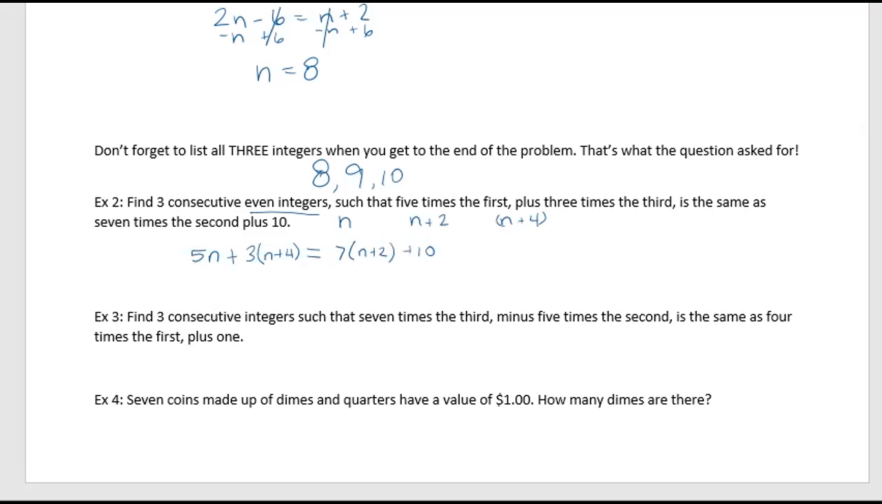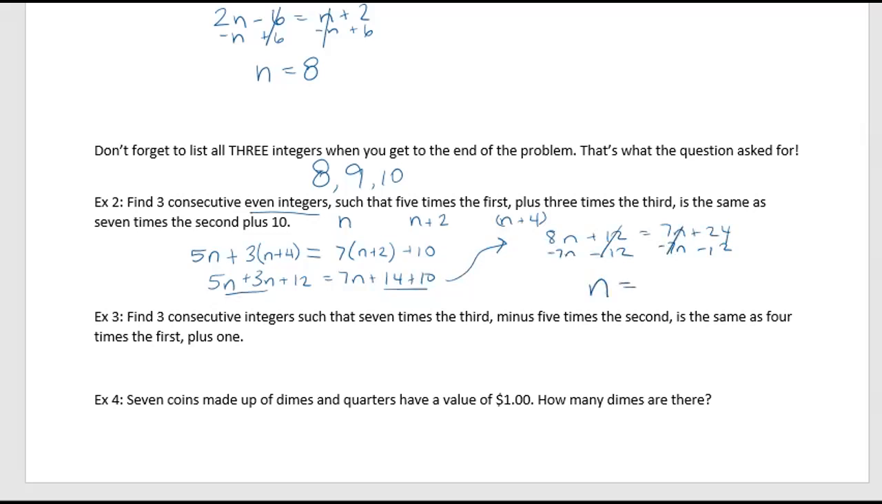So 2 or 4. So I'm just going to simplify this a little bit more. It'd be plus 3n plus 12 is equal to 7n plus 14 plus 10. I can add this part together and this part together. I'm going to move up here. So I have 8n plus 12 is equal to 7n plus 24. I'm going to subtract 12 on this side and that side. And then I'm going to subtract 7n.